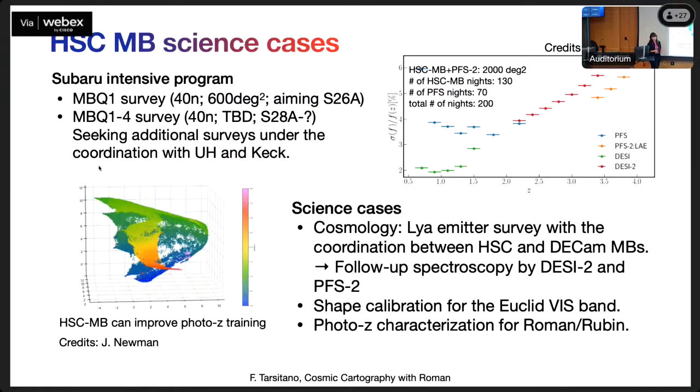With an HSC medium band survey, we can explore a variety of science cases, starting from cosmology, building a Lyman alpha emitter survey, and planning spectroscopic follow-up with the DESI and PFS. With the full set of filters, we might be able to provide a calibration dataset to improve the shape calibration and the photometric redshift estimates for surveys like Euclid, Rubin, and Roman.